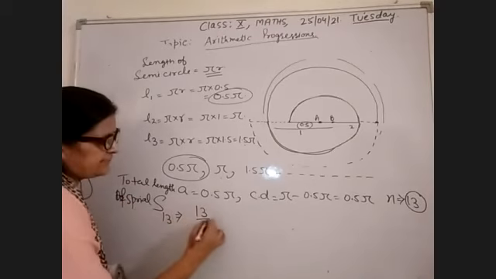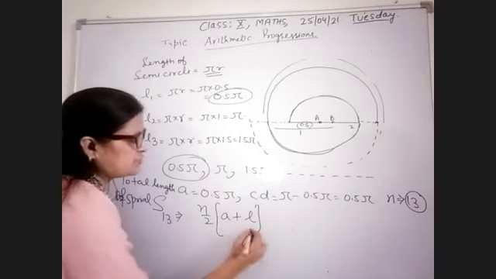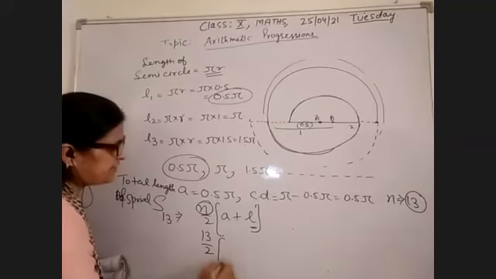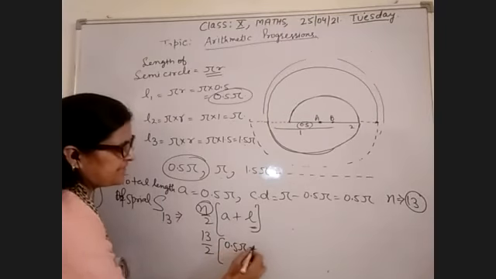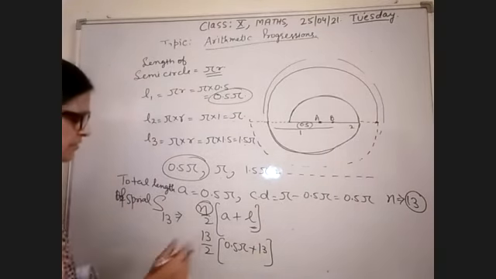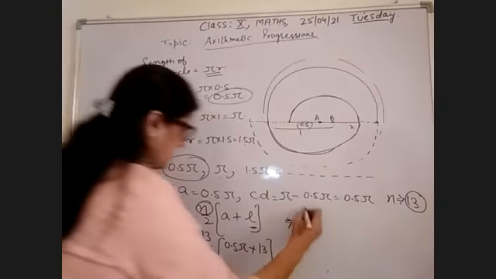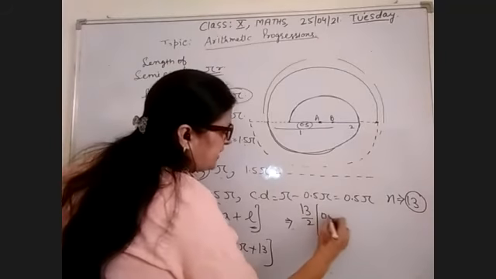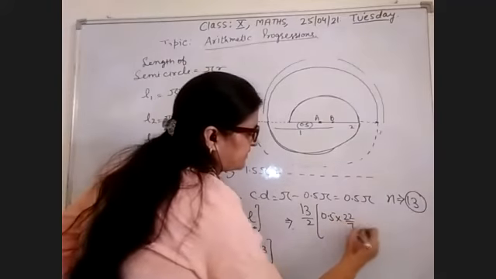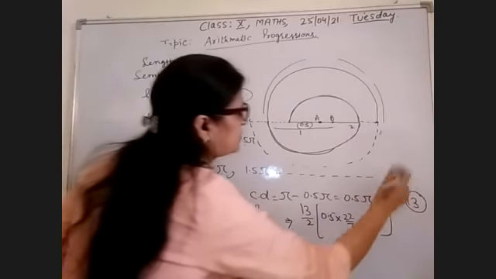So what formula do you use? You put n by 2 into (a plus last term). Here n is given as 13, the first term is 0.5 pi. So you will use 13 upon 2, 0.5, and the value of pi equal to 22 upon 7, plus the last term, which is not given, you have to find.